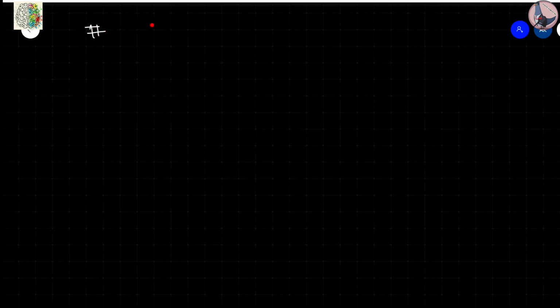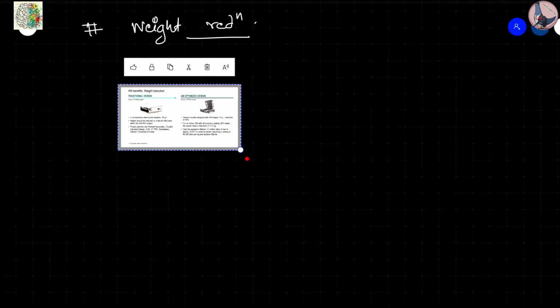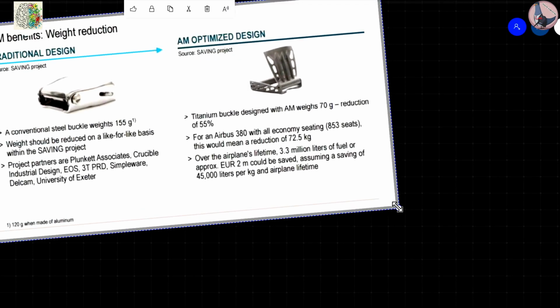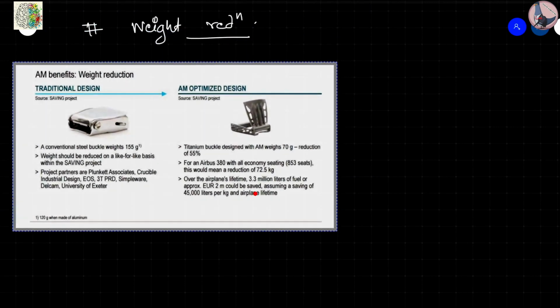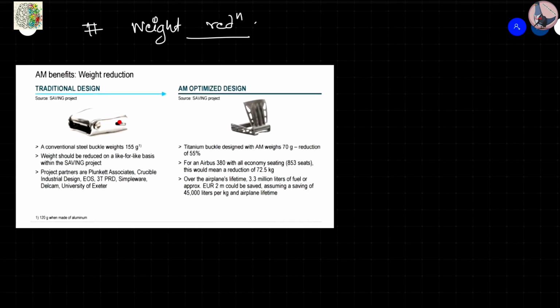Now, the second point is weight reduction. There was one study, I will just show you. This was a case study done by the saving project. Suppose you are making a buckle of this sort. This is the same buckle that is there in your belt also.